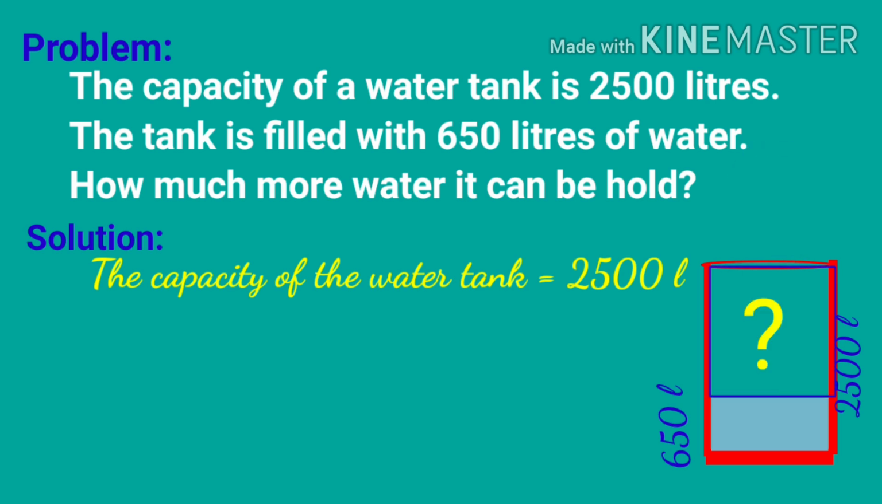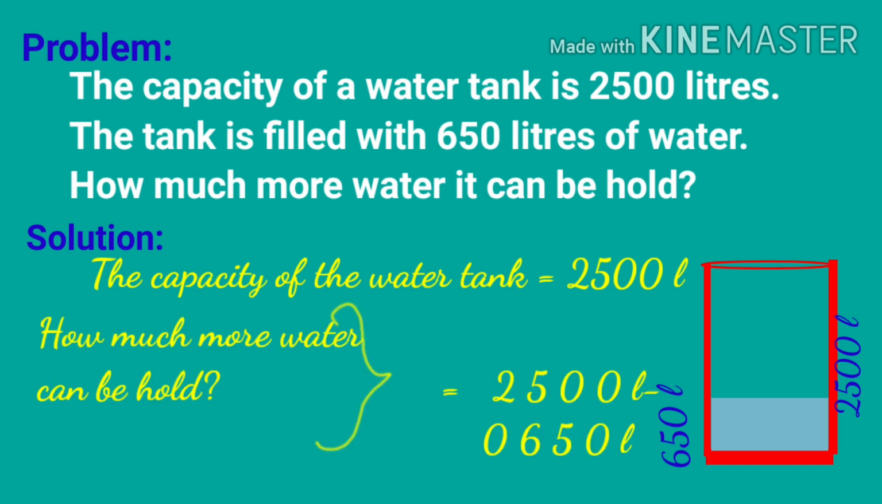So, how much quantity of water is required to fill that gap? How can we find it? Yes, you are right. It is so simple. We just find the difference of the two numbers. Then we get how much more water can be held. You see how the numbers are arranged for subtraction and how the borrowing has been done. And now we get 1850 liters. It means the tank can hold 1850 more liters of water.